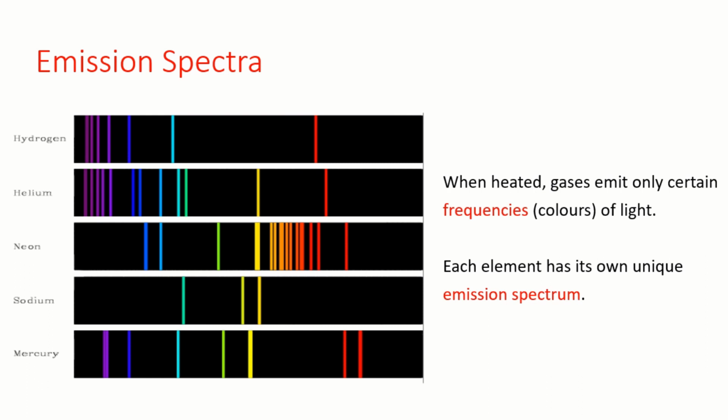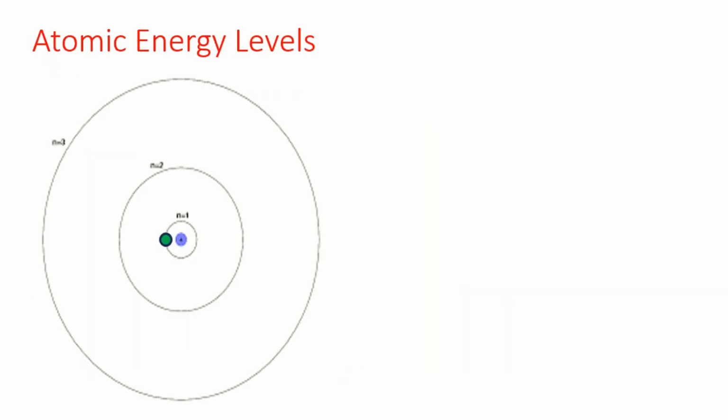Now, this was a puzzle which confronted scientists for a very long time. However, thankfully, we have quantum physics, and quantum physics is the method by which we're able to explain what we observe, this idea of discrete energies being given out by each different element. Now, the way that we explain this in quantum physics is via something called atomic energy levels. Now, again, this may be something which is familiar to you.